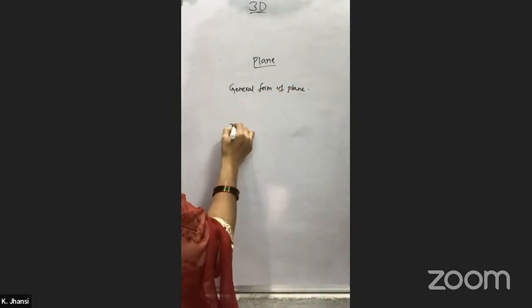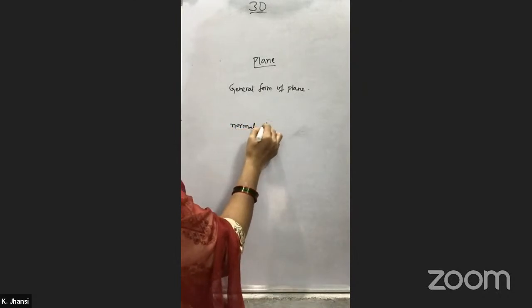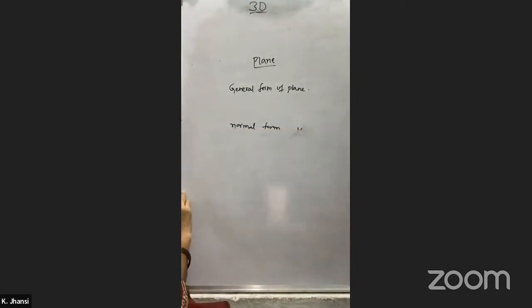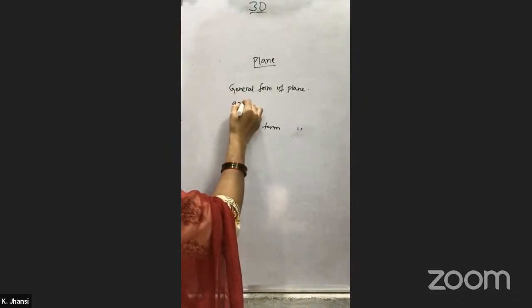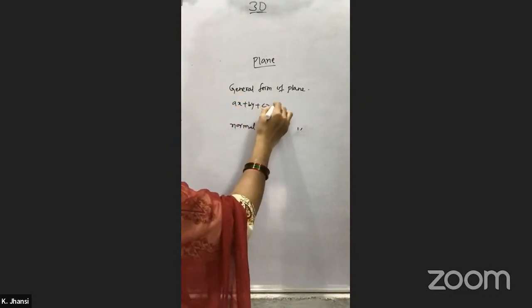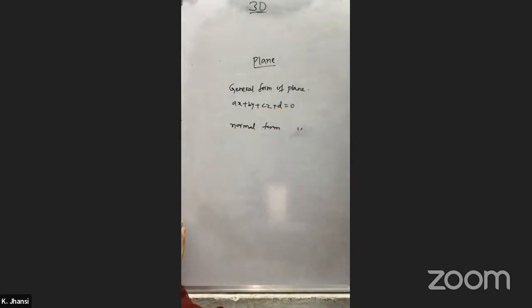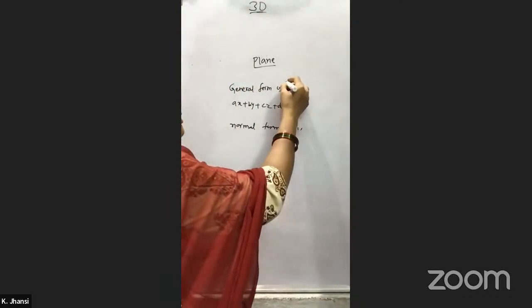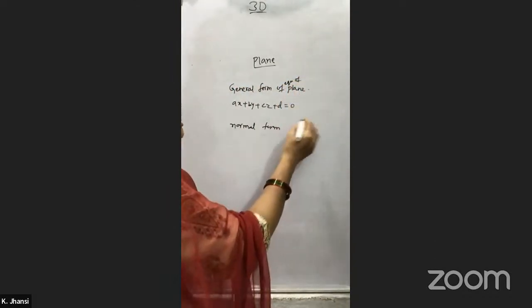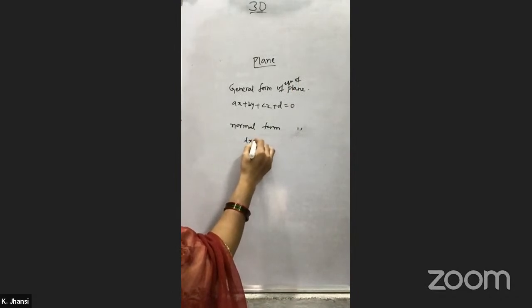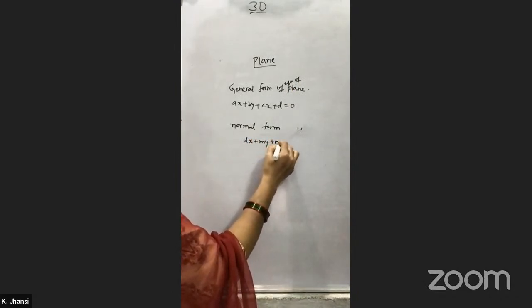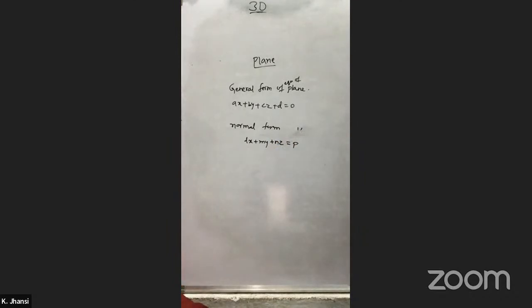Next one is the normal form. So the general form will be like this: ax plus by plus cz plus d equals 0. And if you see the normal form of the equation of the plane, this is also the same. It will be lx plus my plus nz equals p. This is called the normal form of the equation of the plane.